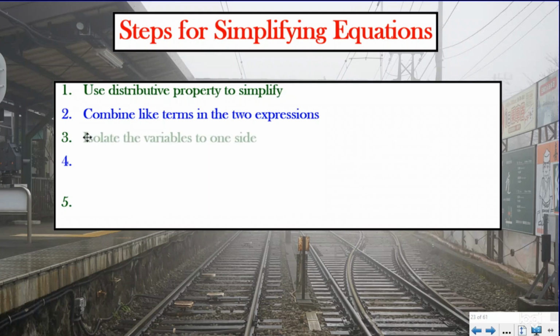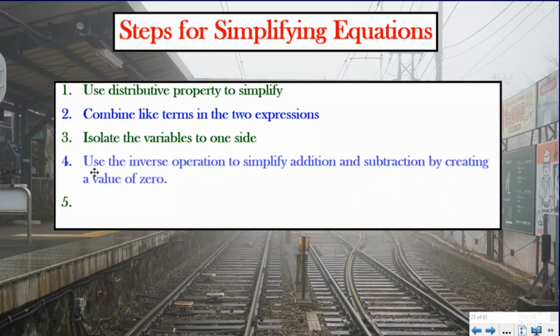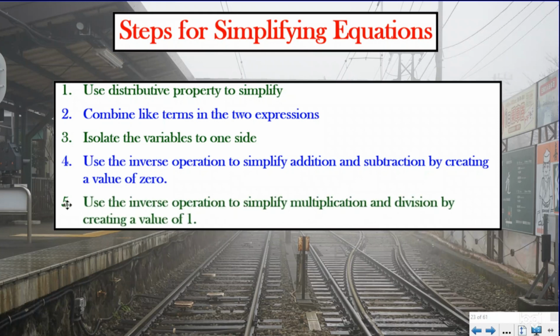Step number 3, we want to isolate the variables to one side. So we want to somehow get the variables on one side of our equation by using step number 4, using the inverse operation to simplify addition and subtraction by creating a value of 0. Now, that's very wordy. It's actually super easy. It'll make a lot of sense when we show you an example, but go ahead and write it down right now. And then to finish it up, step number 5, we want to use the inverse operation to simplify multiplication and division by creating a value of 1.